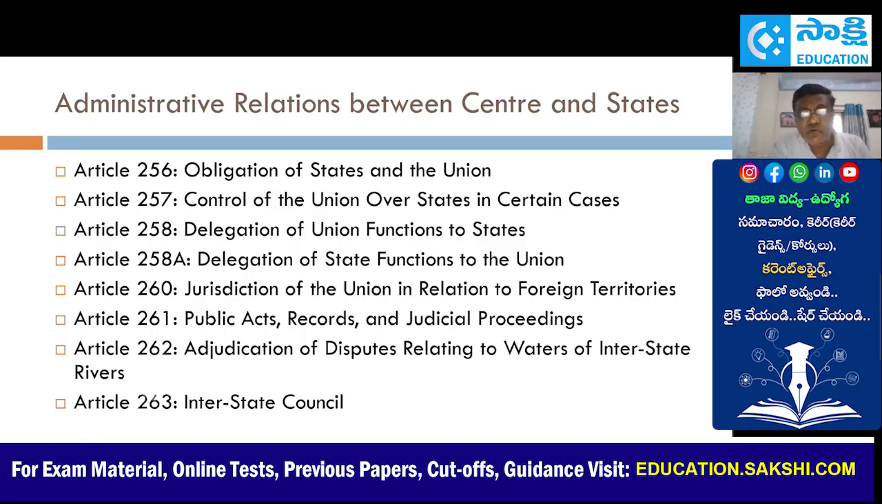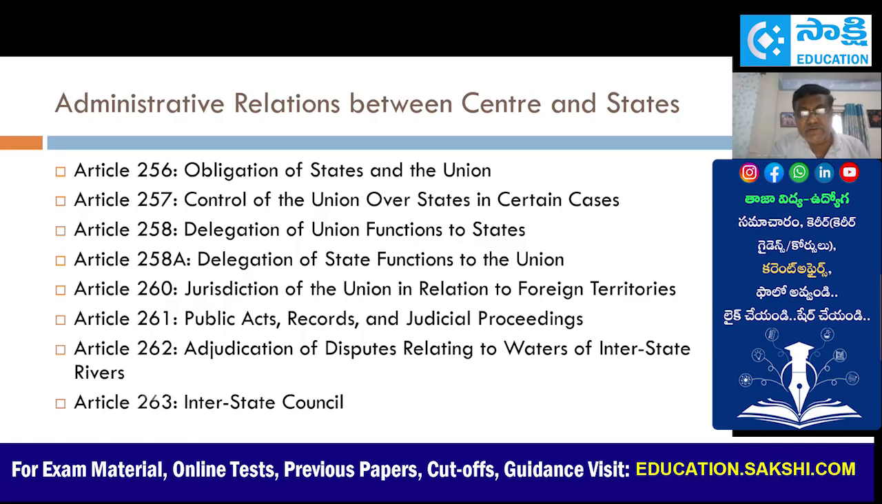Next, Article 257 states control of union over the states in certain cases. For example, you can observe, union government is empowered to issue directions to the state. Central government can issue directions to the state on matters related to railway protection within the state. So state governments are required to protect the railway properties also.